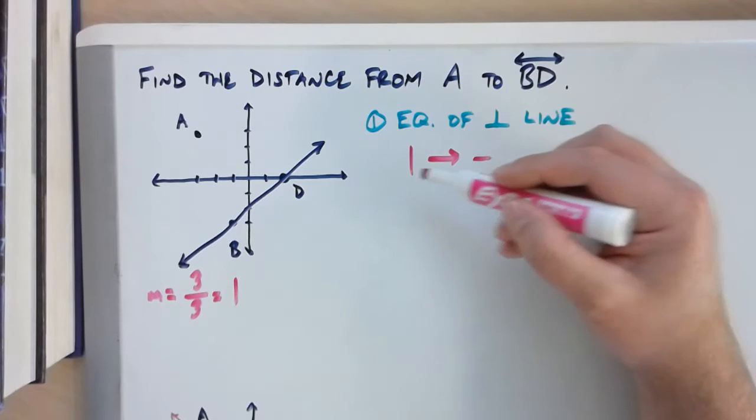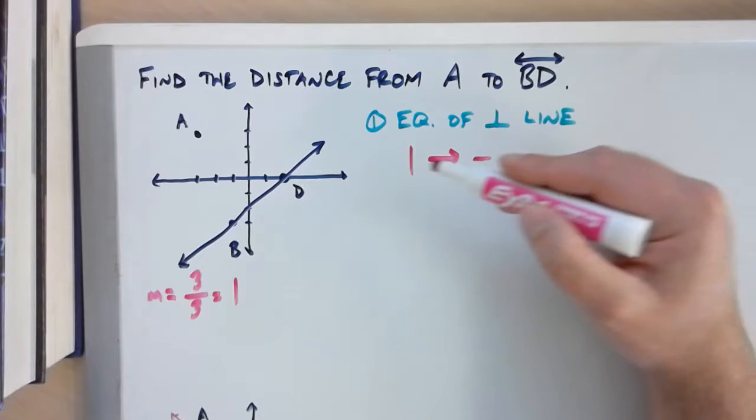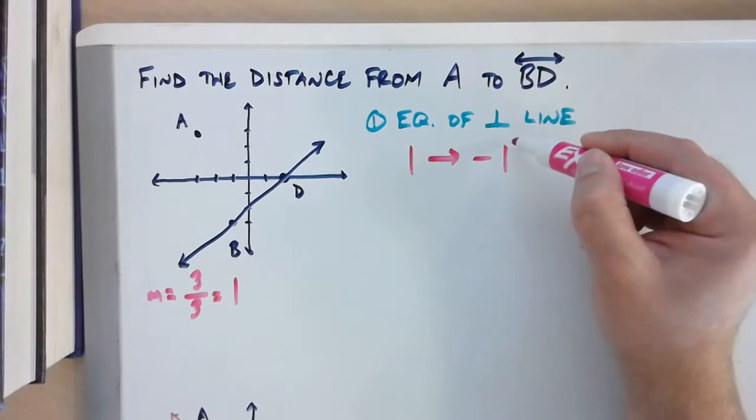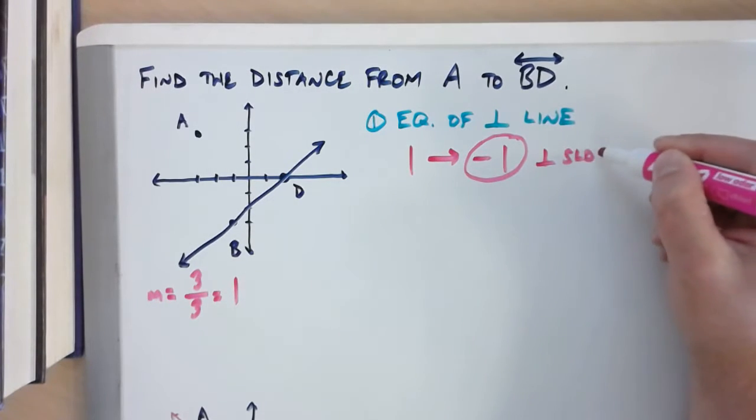So flip the sign, positive to negative. If I started with the negative, it becomes positive. And then flip the fraction. 1 over 1 becomes 1 over 1 again. So this is what I would call my perpendicular slope. That's the one I'm going to use.